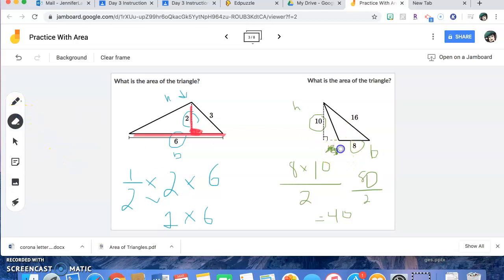I wrote here and I scribbled it out. If you were to see a number here, sometimes they'll do that to trick you. Like I put a 3 here before. It's a really ugly 3, but it's a 3. I still only want to use 8.